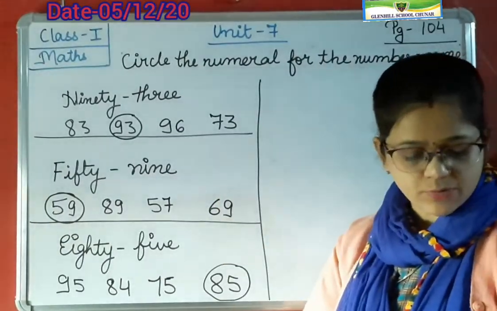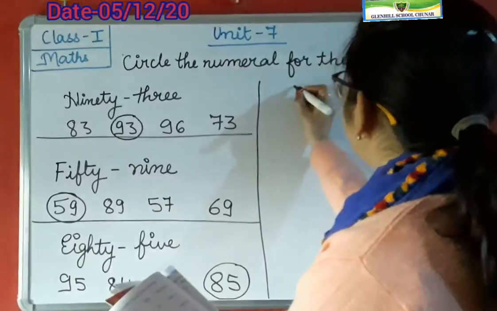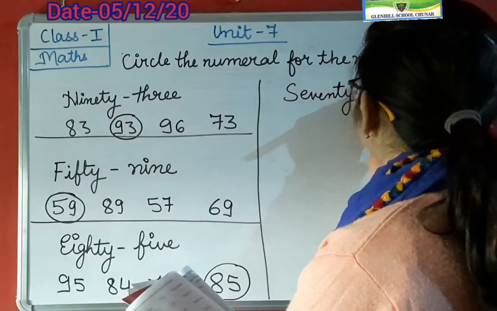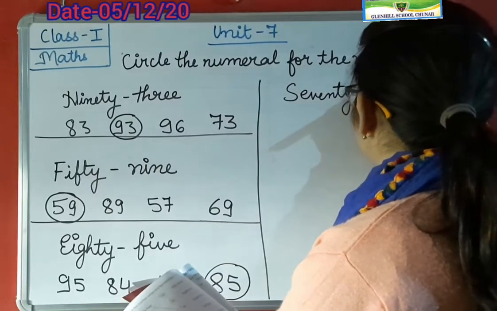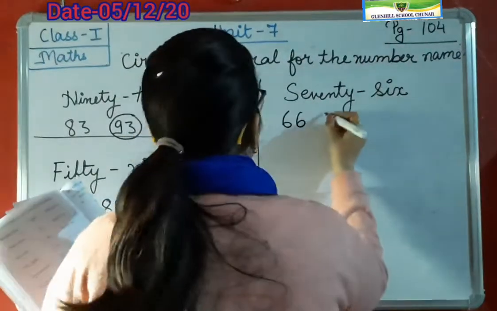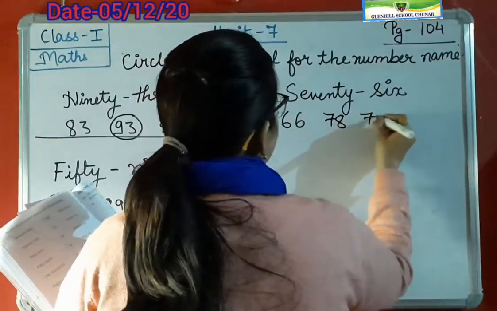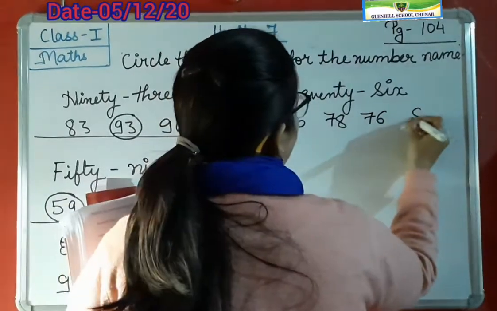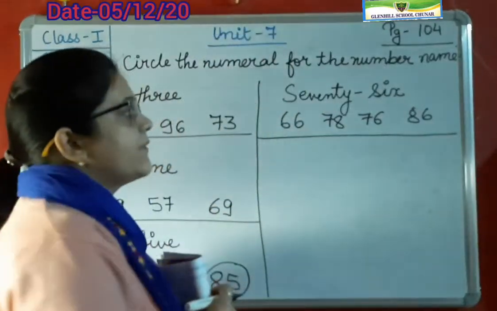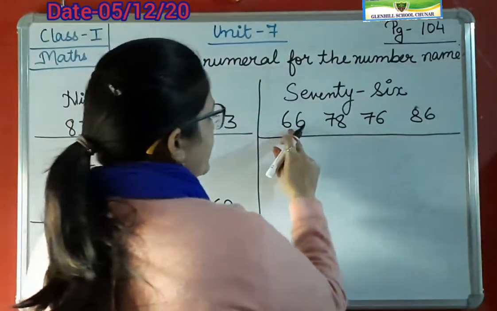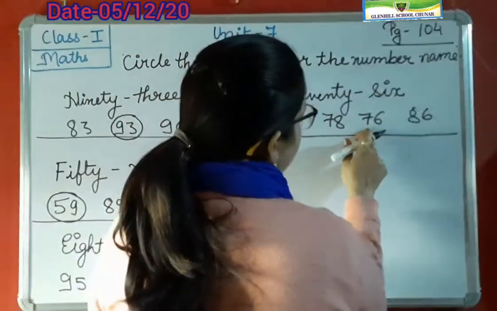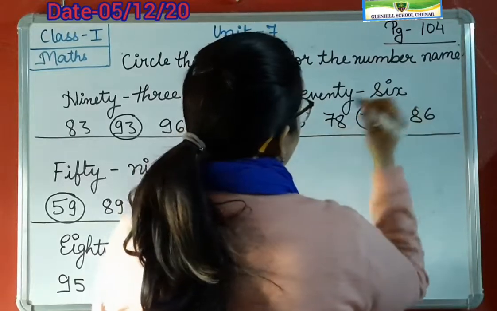Okay. Some more questions I am solving. 76. Here it is 76, 66, 78, 86. So you have to find out 76. So which one is 76? This one is 66, 78, 76. So this one is correct.